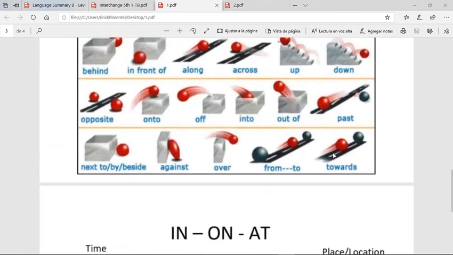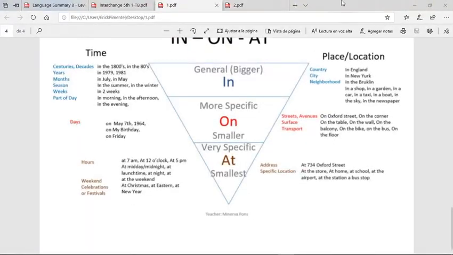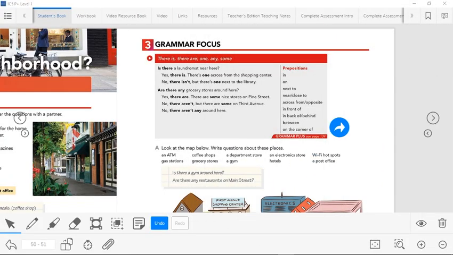Well, I hope that you understand all of this. Let's go back to the book. Now that we see this, it's going to be way easier for us to understand. Here we have there are, one, and some. You remember when we want to make a question, is there a laundromat near here? And you can say, oh, yes, there is, or no, there isn't. But there is one across from the shopping center. No, there isn't, but there's one next to the library.